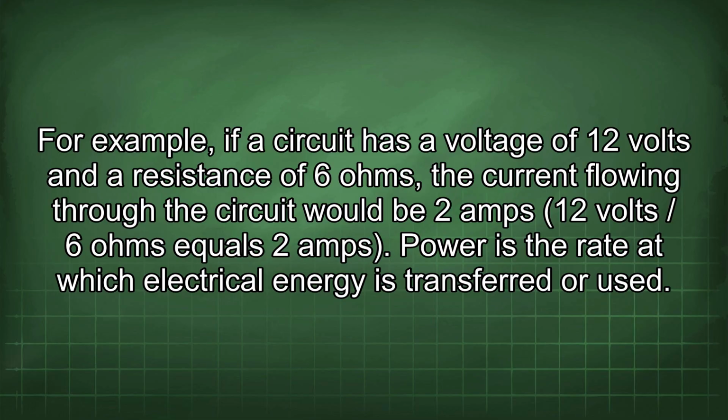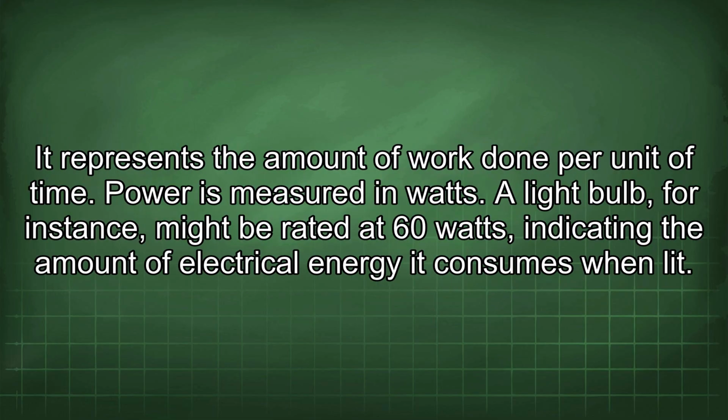Power is the rate at which electrical energy is transferred or used. It represents the amount of work done per unit of time. Power is measured in watts. A light bulb, for instance, might be rated at 60 watts, indicating the amount of electrical energy it consumes when lit.